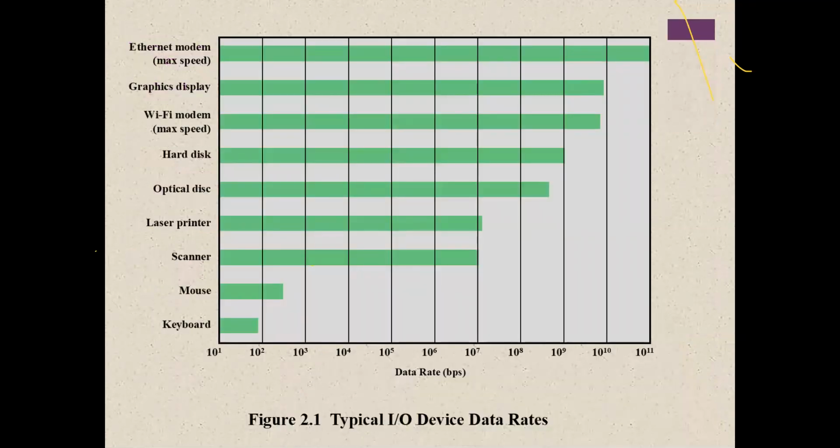So this diagram, take a good look at it and see the speed of some of these peripherals, from keyboard, mouse, scanner, and so on and so forth. Just take a minute to familiarize yourself. Okay.